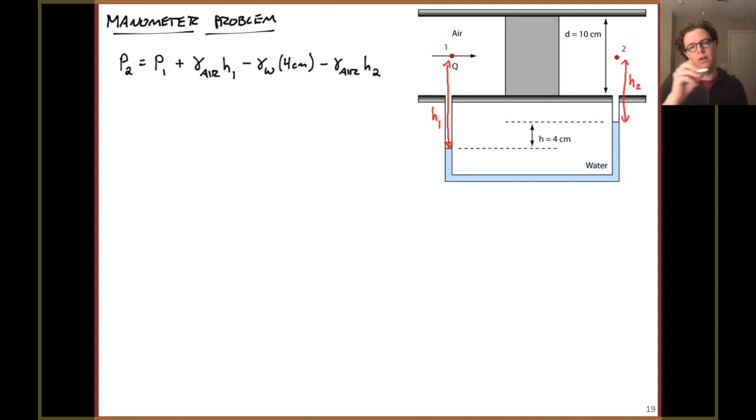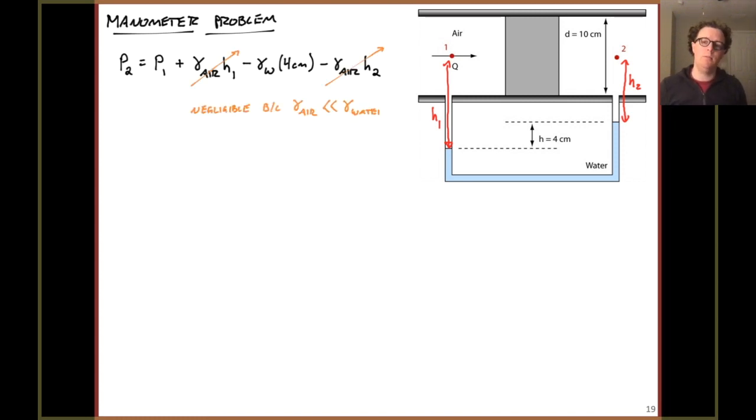You could move horizontally across the column. You move up through 4 centimeters of water. Moving up means pressure is going down, so minus gamma for water times 4 centimeters, and then minus gamma air times whatever that height h2 is in the problem. So that's our standard manometer equation.